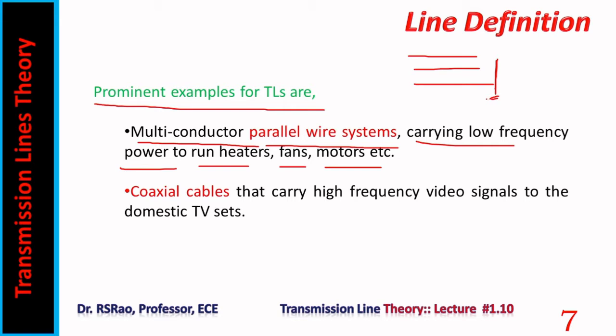They are capable of carrying low frequencies. At high frequencies, they suffer with one serious disadvantage. At high frequencies, they tend to radiate. It means the energy simply escapes into space, never returning back. It amounts to loss. So, parallel wire systems are low frequency transmission lines. Coaxial lines. These are also lines. They are capable of carrying high frequency, like video signals to domestic TV sets.